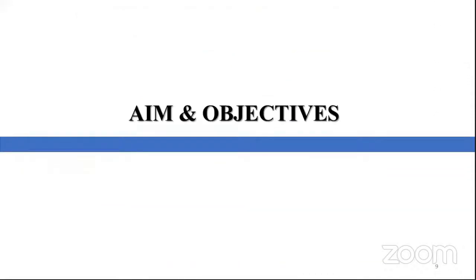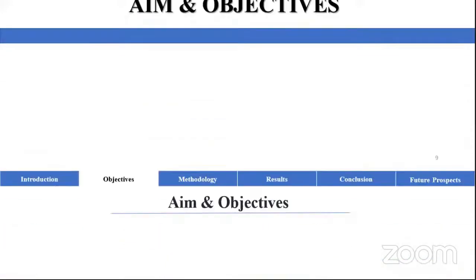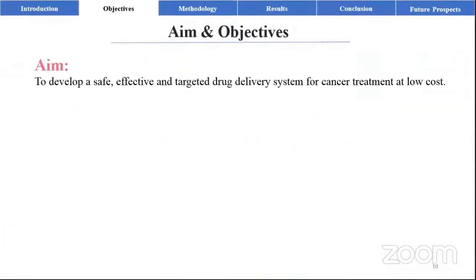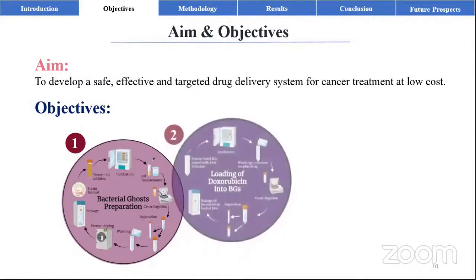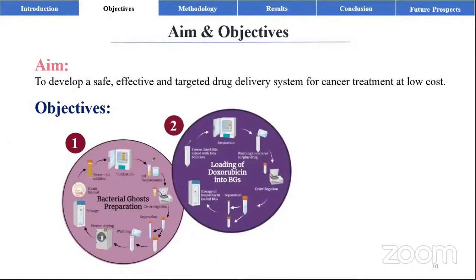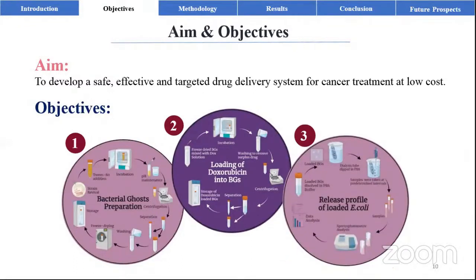Keeping in view the above mentioned facts, the main aim of our study was to develop a safe, effective, and targeted drug delivery system for cancer treatment at low cost. And the objectives of our study were: first, preparation of bacterial ghost; the second objective was loading of doxorubicin into bacterial ghost; and the third objective was release profiling of loaded bacterial ghost.